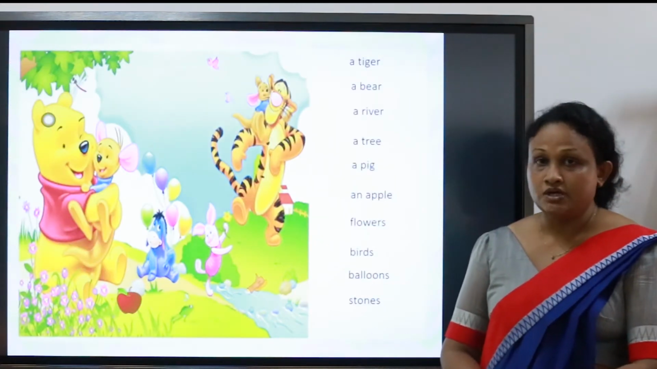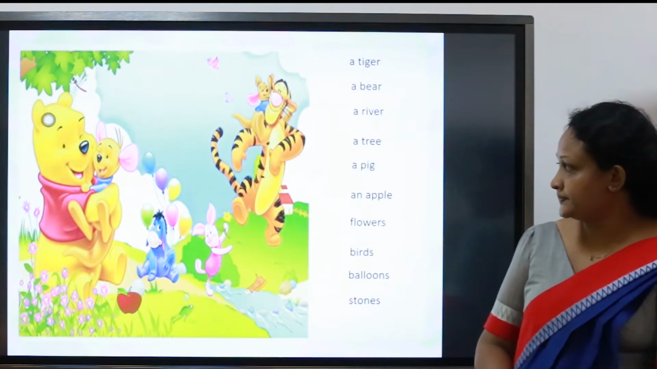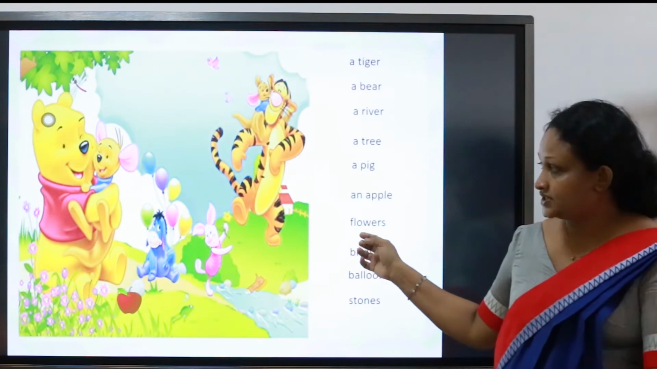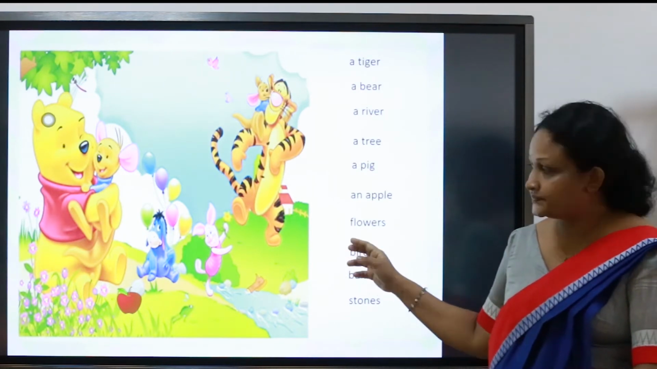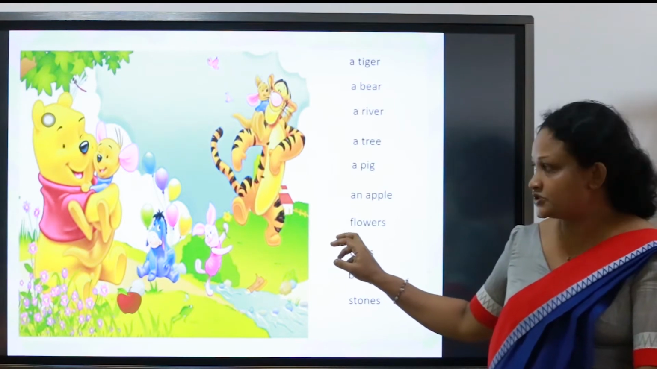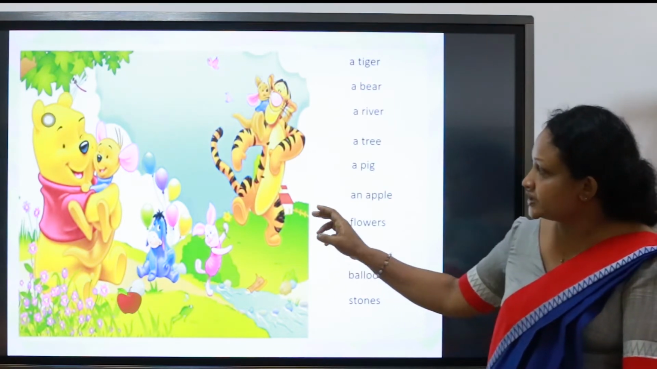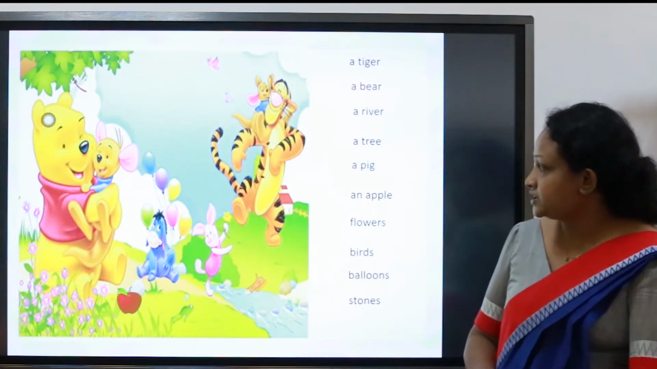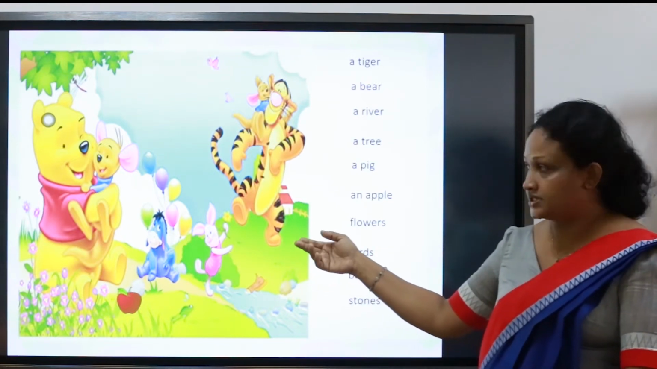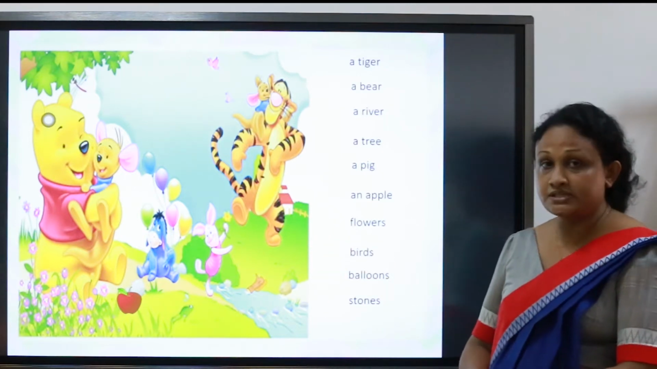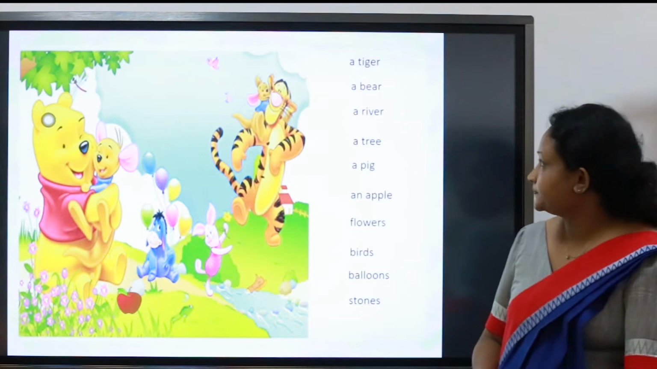Okay, now we are going to describe the picture. Now look at the picture. What can you see here? Yes, do you like this picture? Yes. What is this picture? It's a picture of a cartoon. You can see here Winnie the Pooh. I think you can remember him. Here, what are the things you can see here? Yes, I can see a lot of things. I'm sure you will also.